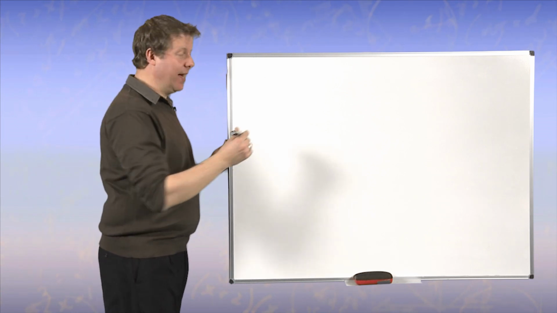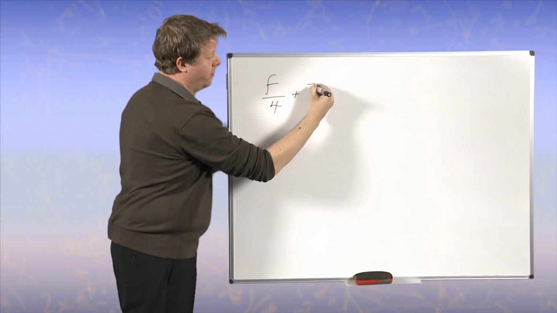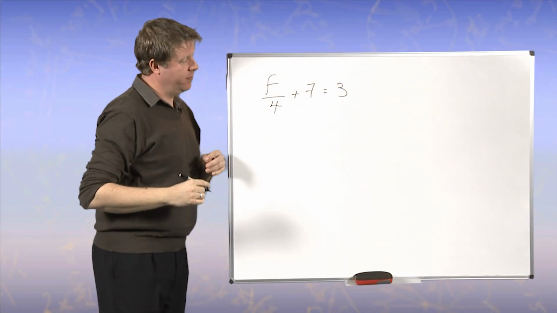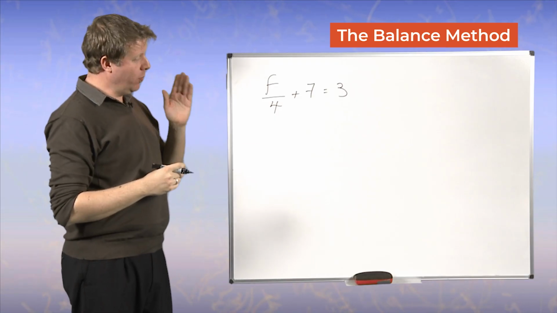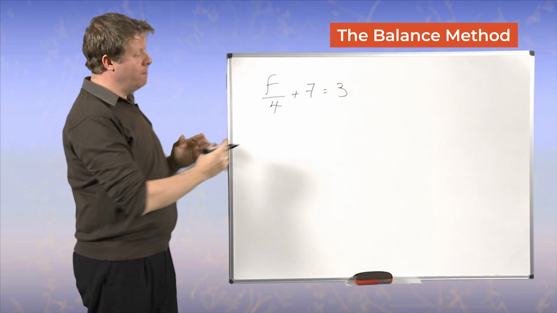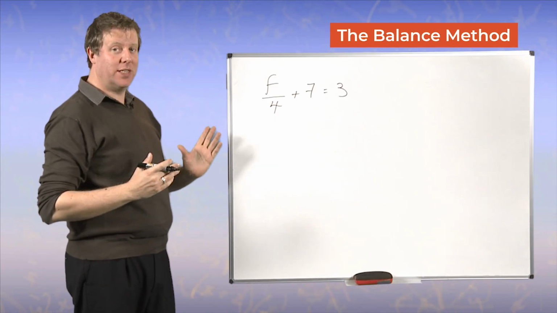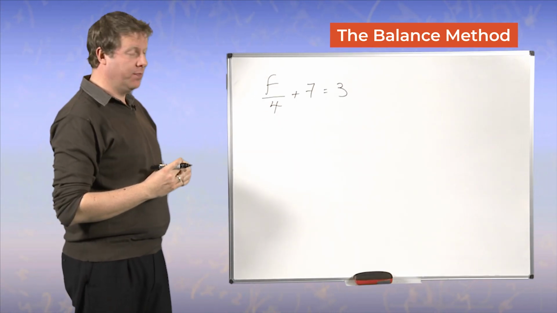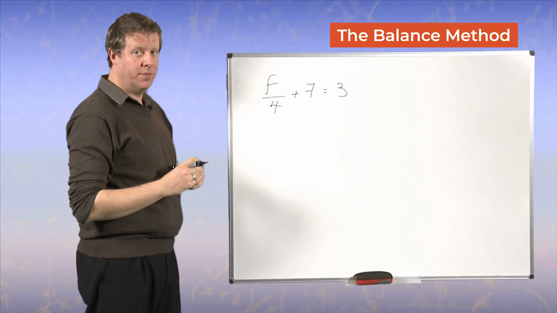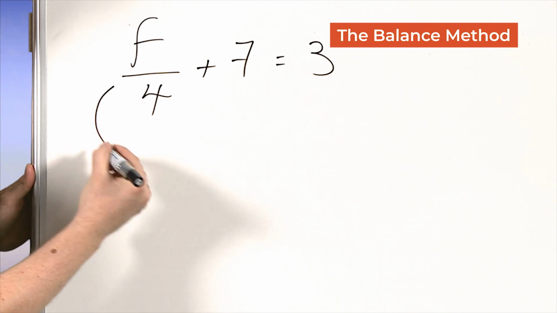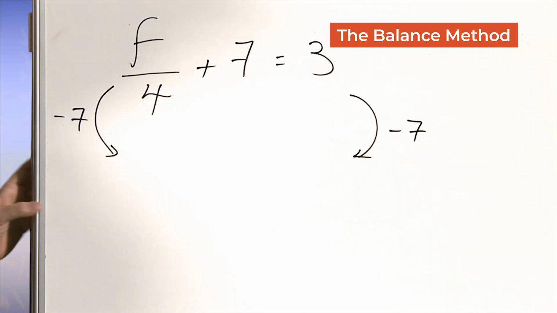The next equation we'll look at is this one here, f divided by 4 plus 7 equals 3. Now I'm going to use the balance method again for this one. So when we look at the equation, remember, we want to remove these parts of the equation on the left-hand side, and we do the same, remember, to both sides. So the first thing I want to get rid of is this plus 7 here on the left-hand side. So the opposite of that is to subtract 7, and remember, we do it to both sides.